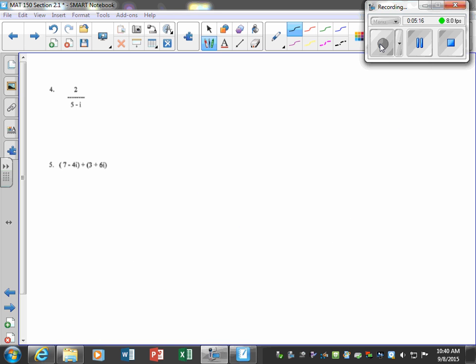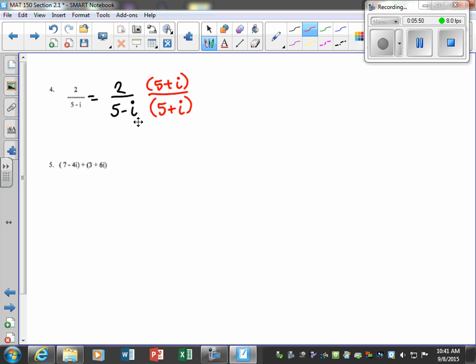The next thing we're going to look at is if we have 2 over 5 minus i. We want to make sure that we don't have that i in the bottom when we rewrite this. How can we get rid of the imaginary number in the bottom so that it's only a real number? Multiply by the conjugate. Good. So if this is 5 minus i, what is our conjugate? 5 plus i. But if I multiply this by 5 plus i, what do I have to do to the numerator? Multiply it by 5 plus i as well, so that I'm not changing the value of the problem. We're just changing the form. Okay, and then we just multiply there.